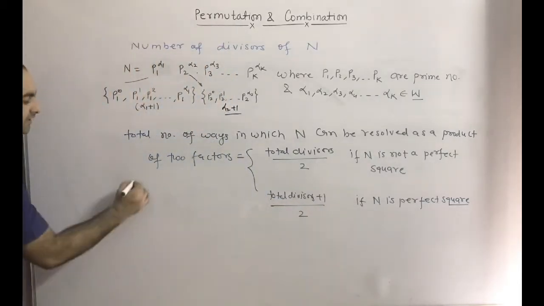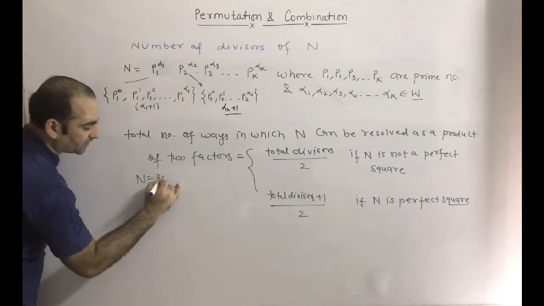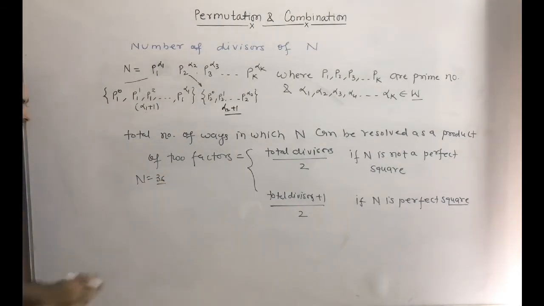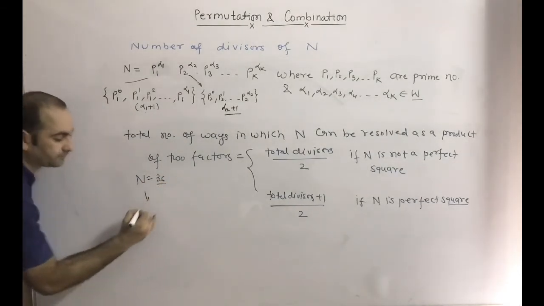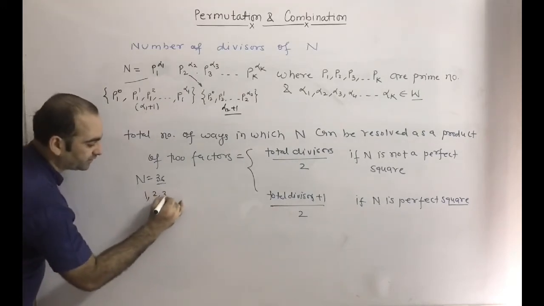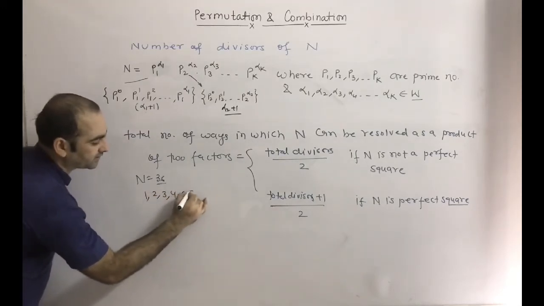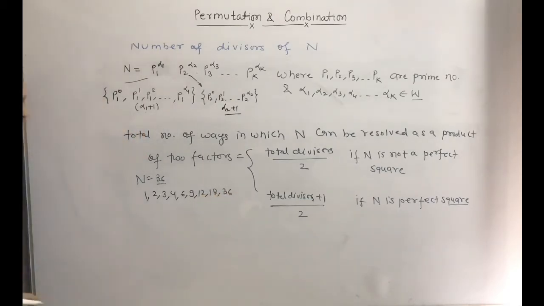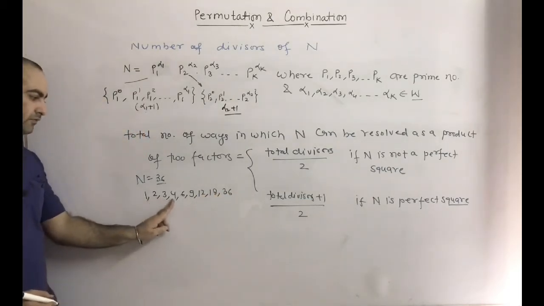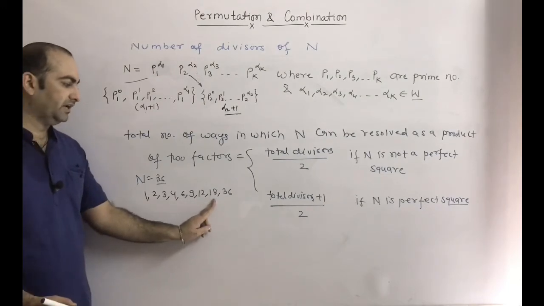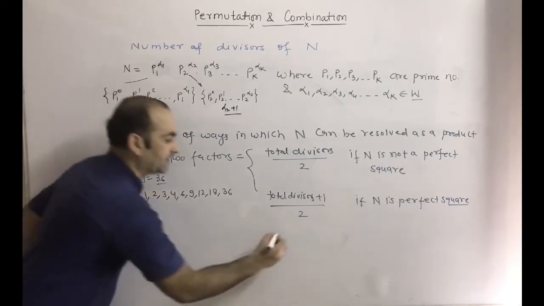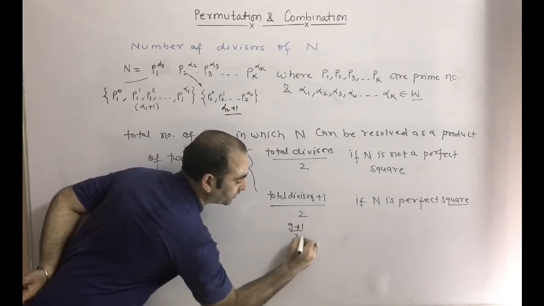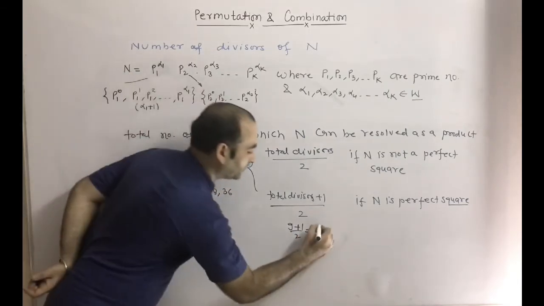For example, if n is 36, 36 is a perfect square. Now what are the divisors of 36? 1, 2, 3, 4, 6, 9, 12, 18 and 36. So how many divisors? 1, 2, 3, 4, 5, 6, 7, 8, 9. So what should be the answer? 9 plus 1 divided by 2. So 10 by 2 is 5. So 5 should be the answer.